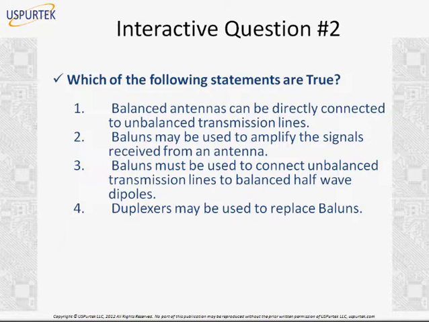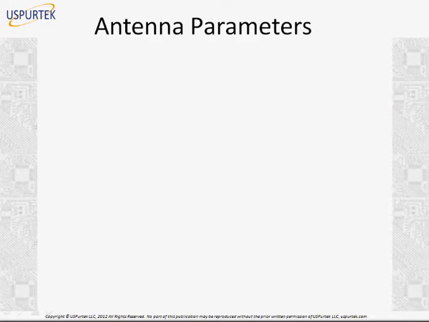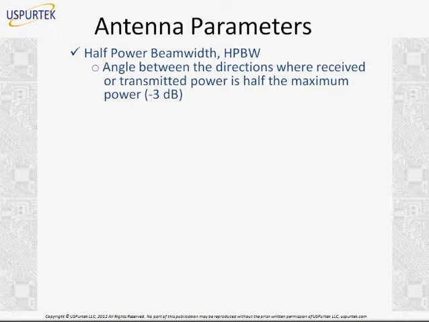So very good. Some answers are coming in. Number 3. So baluns must be used to connect unbalanced transmission lines to balanced half-wave dipoles. So all of you seem to be getting a hang of it. If you go to the field, somebody asks you, you will say, oh yeah, you need a balun. You can't operate without a balun. It will cause reflections, it will cause power loss, it will reduce the efficiency of the antenna. Excellent. Okay, let's move to the next one, the half power beam width.